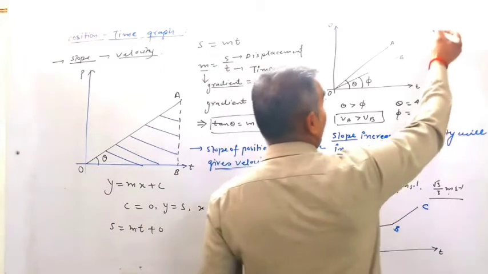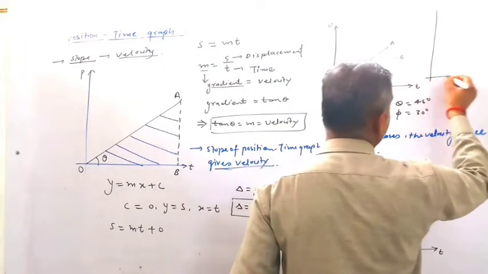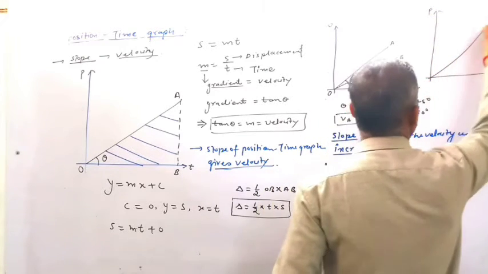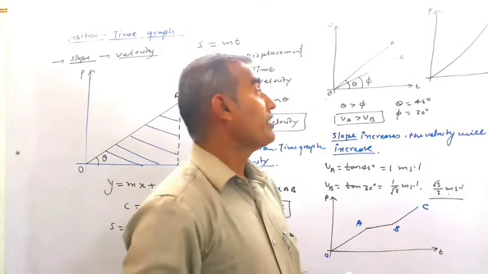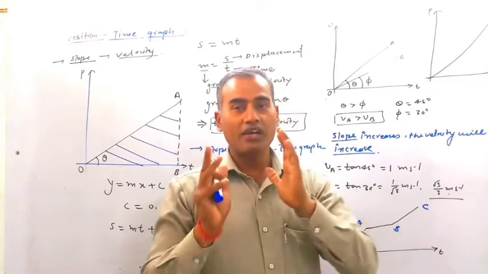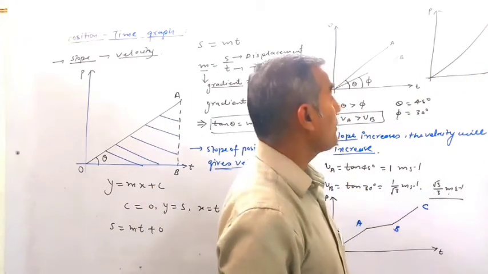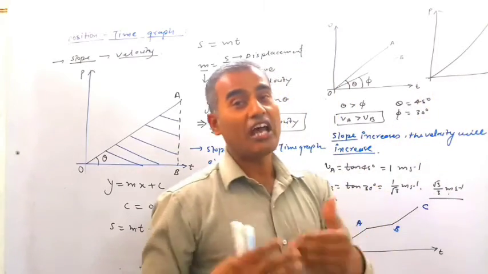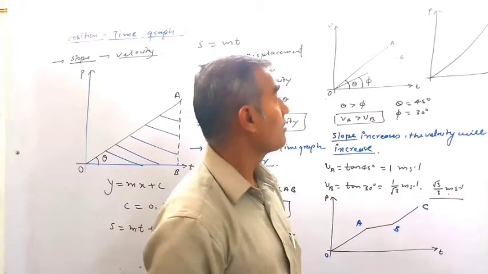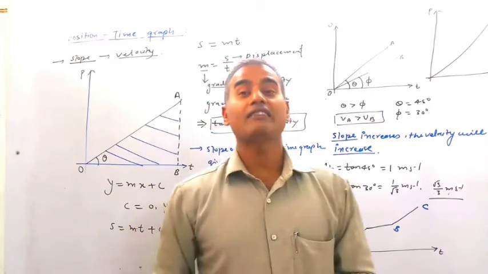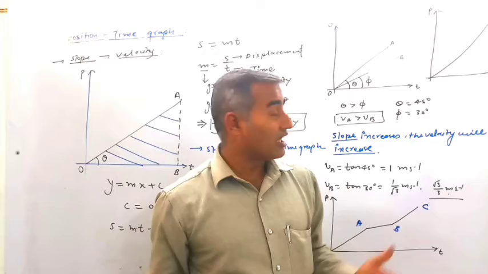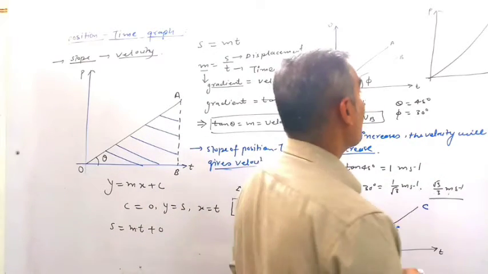For instantaneous velocity, take the time-position graph. This graph gives the variable velocity. This position-time graph gives variable velocity. How? Because it varies at each and every point. Therefore, if you want to calculate the instantaneous velocity from this graph, what will you do?